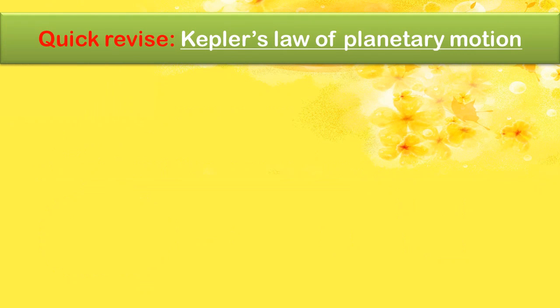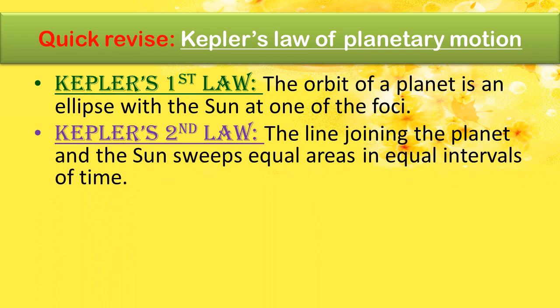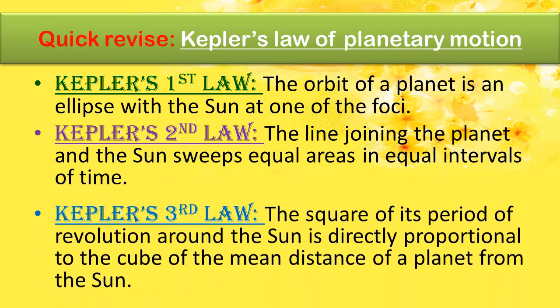Before studying the law, just quickly revise Kepler's laws of planetary motion. Kepler's first law: the orbit of a planet is an ellipse with the sun at one of the foci. Kepler's second law: the line joining the planet and the sun sweeps equal area in equal intervals of time. The second law is also called the law of area, and the first law is also called the law of orbits.